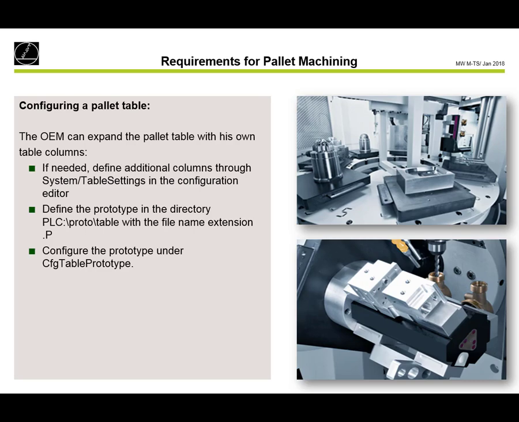When you want to work with pallets the first time, the machine tool builder needs to do a little bit of preparation. On most of the machines this preparation is already done, so you can start directly with pallet programming. It's very important that you have the prototype for pallet programming in the PLC proto table, and there must be the extension .p. So prototype.p must be the extension, and this is the prototype for all the pallet files during programming.